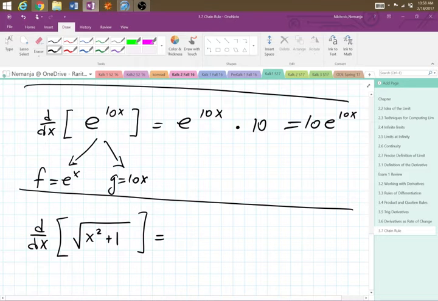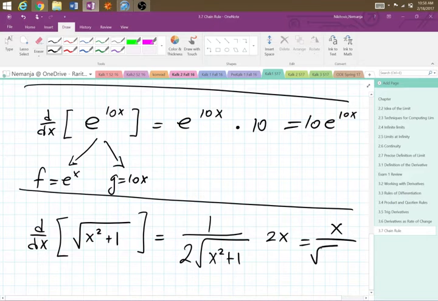Now, we think first about the outer shell, which is the root x. What is the derivative of root x? 1 over 2 root x. Yes. But remember you have to keep g plugged in. And then the derivative of the inside function, which is 2x plus 0, so it's just 2x. So the answer is, the 2 and 2 will cancel, x over the square root.